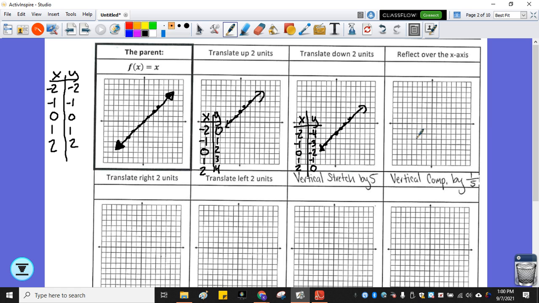Down 2. Reflect over the x-axis. So if you were at -2, -2, it would reflect up. So it'd be -2, +2. That's what it means by the y's change signs. So it was -1, now it's +1. So now you're just having a slope go down.